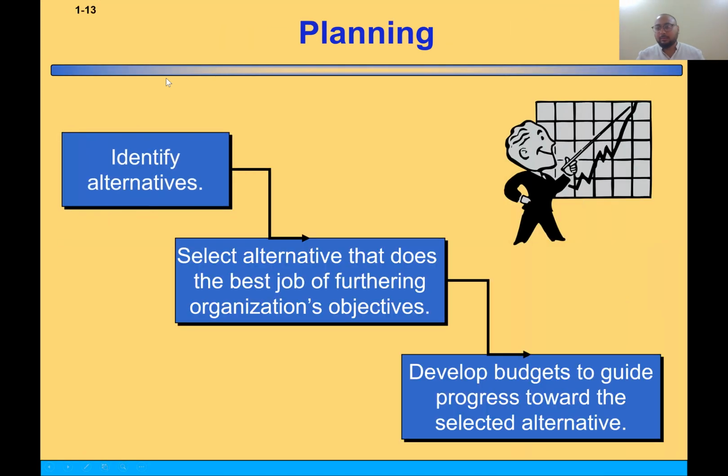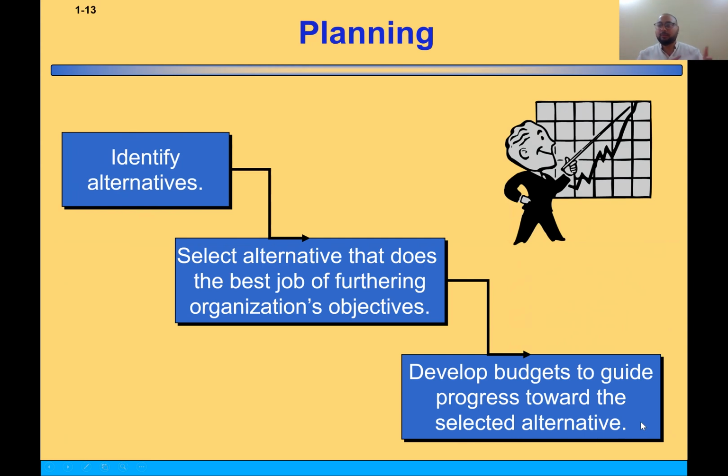So in planning, the steps are: you identify the alternatives, you select the alternative that does the best job of furthering the organization's objective, which is the bigger game plan, the strategy. You divide that strategy into small plans, and a plan is you find out alternatives and you pick the best one, and then develop budgets to guide progress towards the selected alternative.